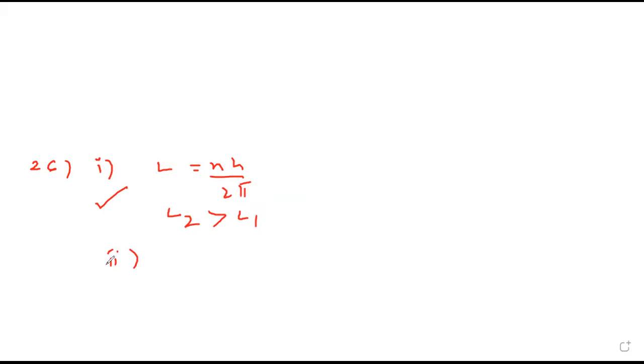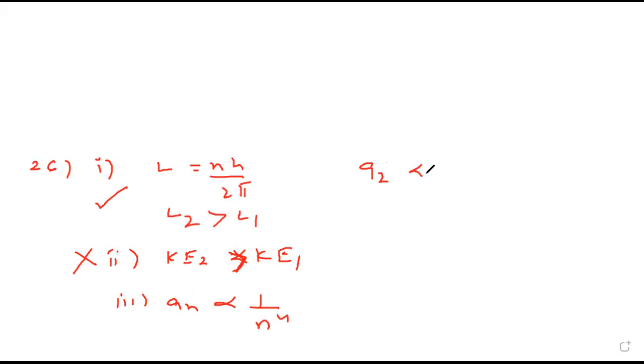The kinetic energy of electron in second orbit is more. Kinetic energy in second orbit is less than kinetic energy in first. So this is wrong. They are telling it is more. This is wrong. So the acceleration is inversely proportional to force power. So acceleration in second will be less than in first. They are also telling same. So this is correct. That means 3 and 1 are correct.